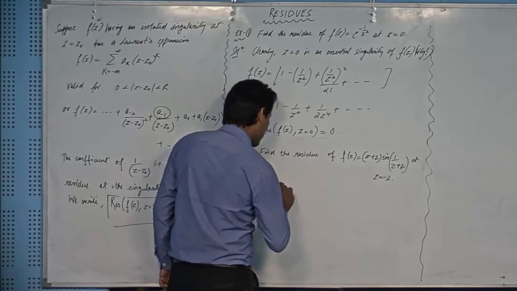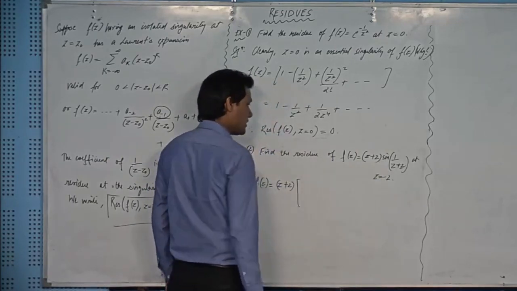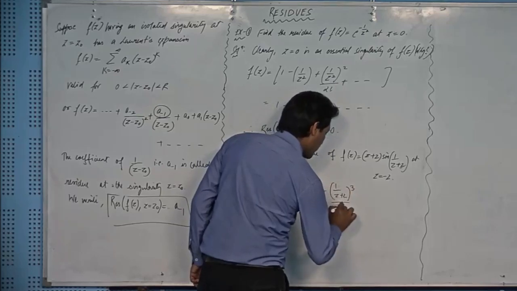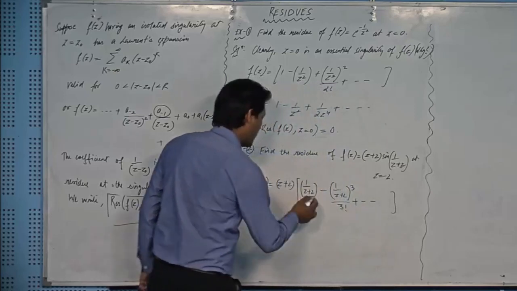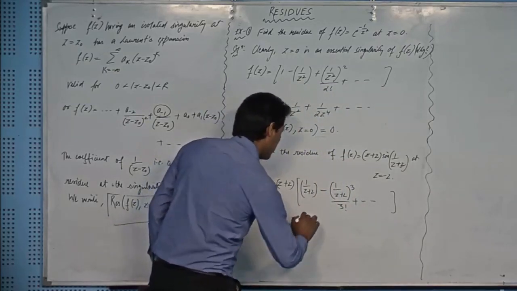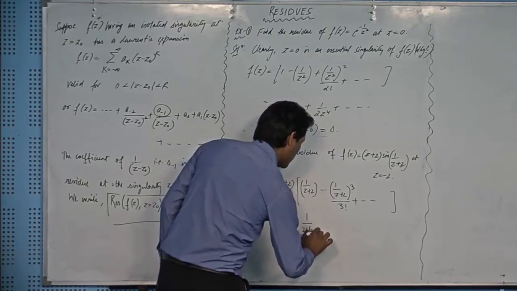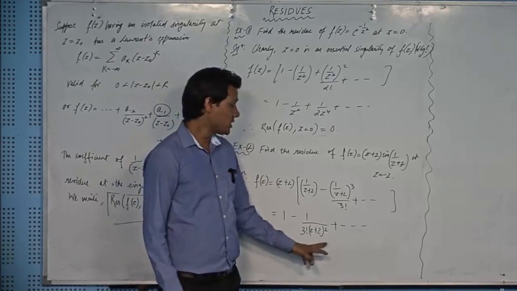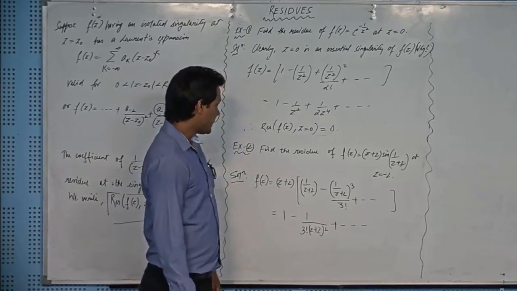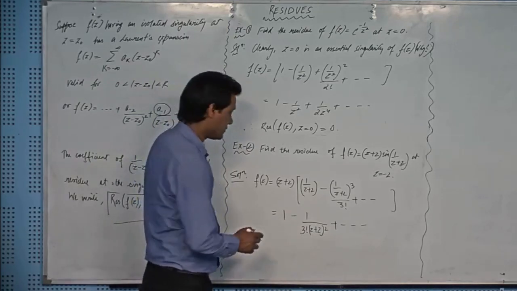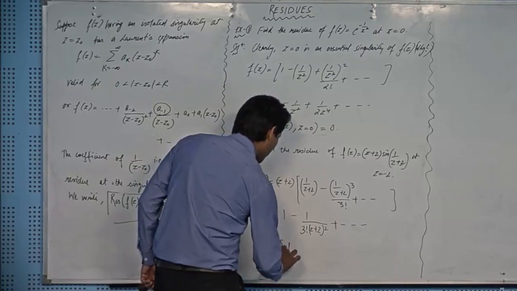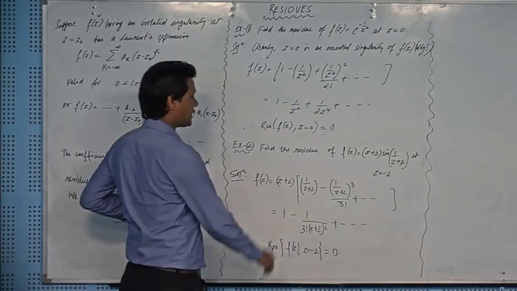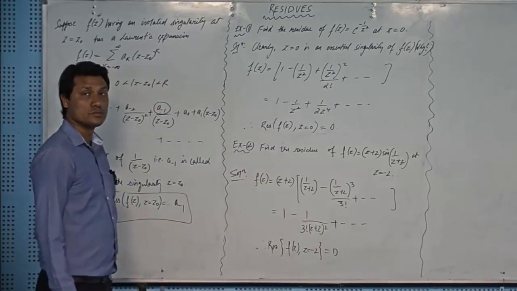Okay, so I will just expand this sine function, applying the series of sine, that is 1 over (z plus 2) minus (1 over (z plus 2)) whole cube over 3 factorial, and so on, right? And then multiplying this z plus 2 inside, I will get 1 minus 1 over 3 factorial (z plus 2) whole square and so on, right? And all the terms will be containing negative powers of z plus 2. Obviously the next term will be (z plus 2) to the power 4, I think, right? And the coefficient of 1 over z plus 2 is again missing here, right? Therefore the residue of f(z) at z equal to minus 2 is equal to 0. You can see that there is no term containing 1 over z plus 2, right?